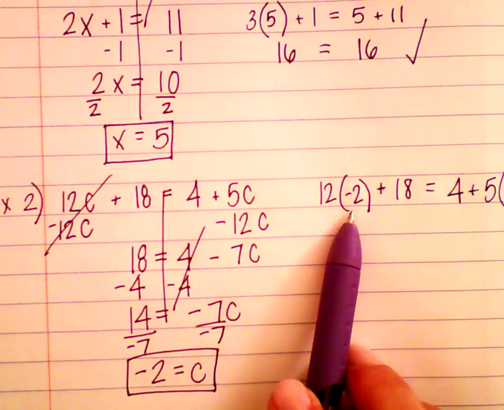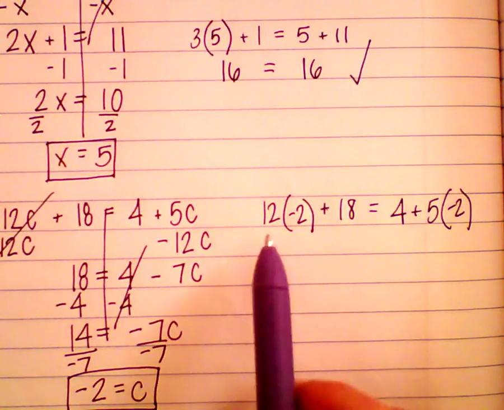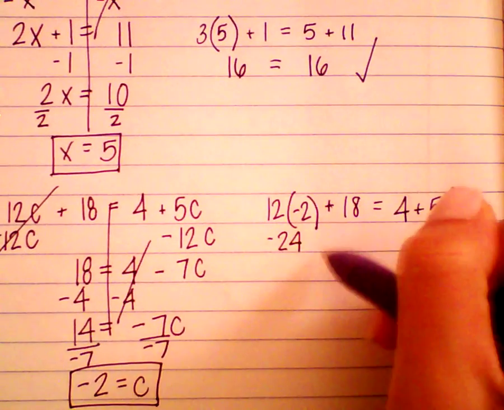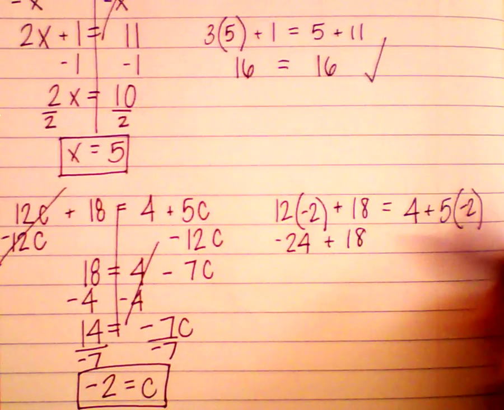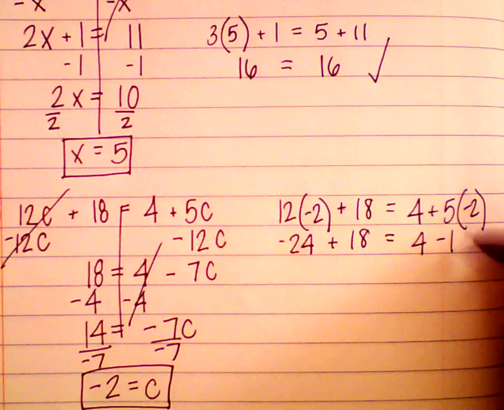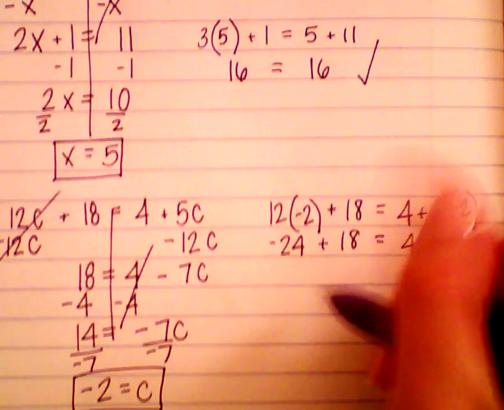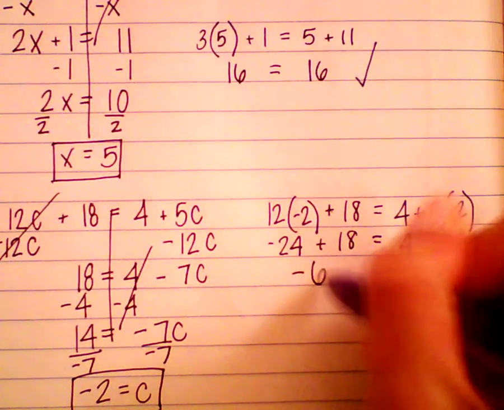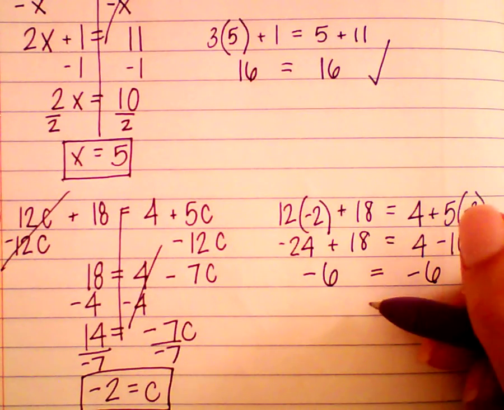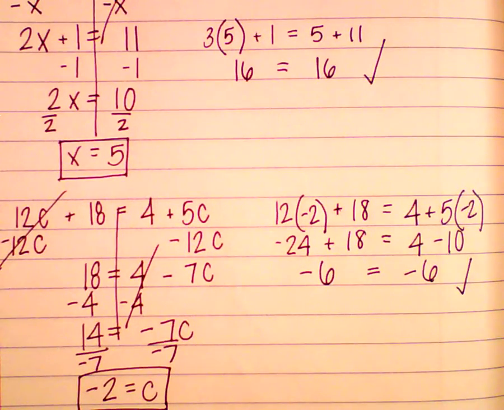12 times negative 2, let me move that over, sorry about that. 12 times negative 2, negative 24, plus 18 should be equal to 4 minus 10. Negative 24 plus 18, I know that those are 6 apart, more negative. 4 minus 10, negative 6. Does negative 6 equal negative 6? Yes, so I've done this correctly.